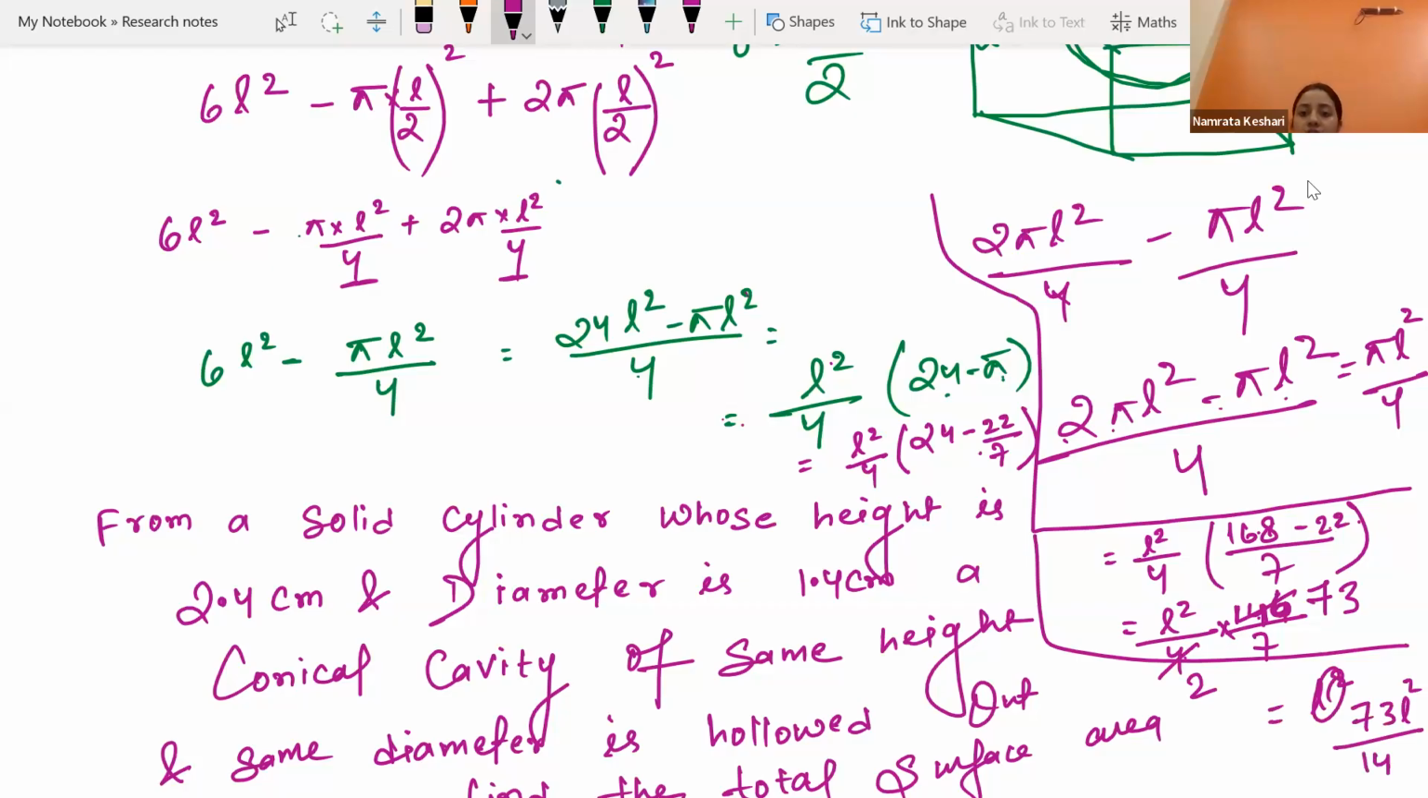Can you see everyone? Yes. Again, I'm telling you, please check the simplification. The numbers, the multiplication and all, you have to check whether it is correct or not. This is how you can do the simplification. Is it clear? Yeah.